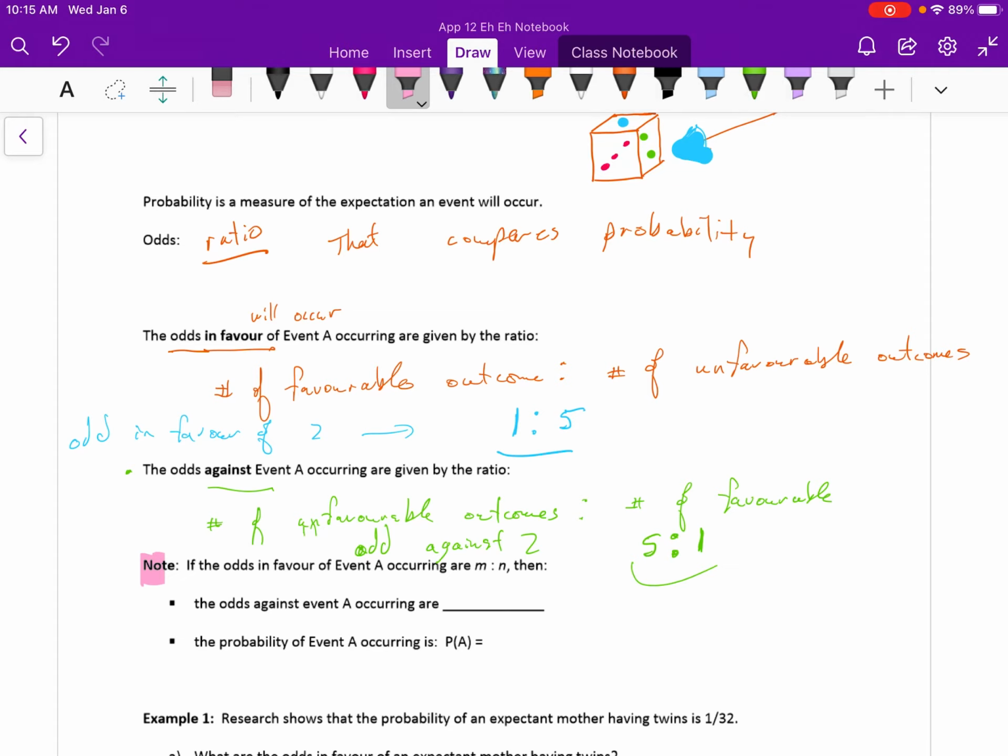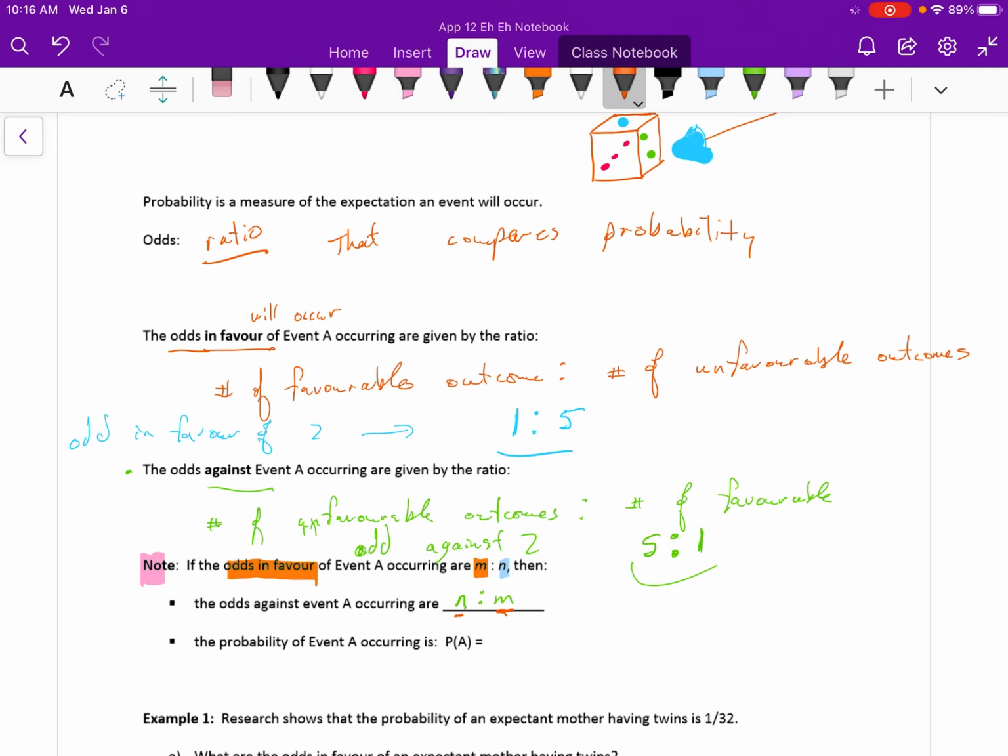Note, if the odds in favor of event A occurring are M to N, then the odds against A occurring are going to be expressed as N to M. So if the odds are in favor of, M would be the favorable outcomes, whereas N would be the unfavorable outcomes. When it's the odds against, you have to remember that the first number, N, the unfavorable, is expressed first, then M, which is the favorable.